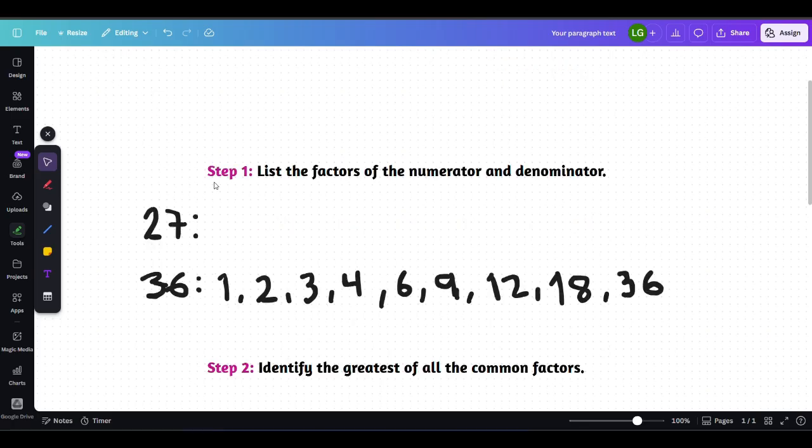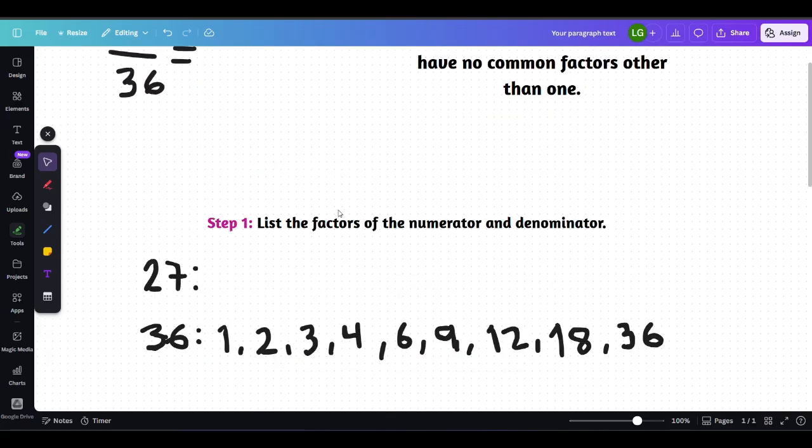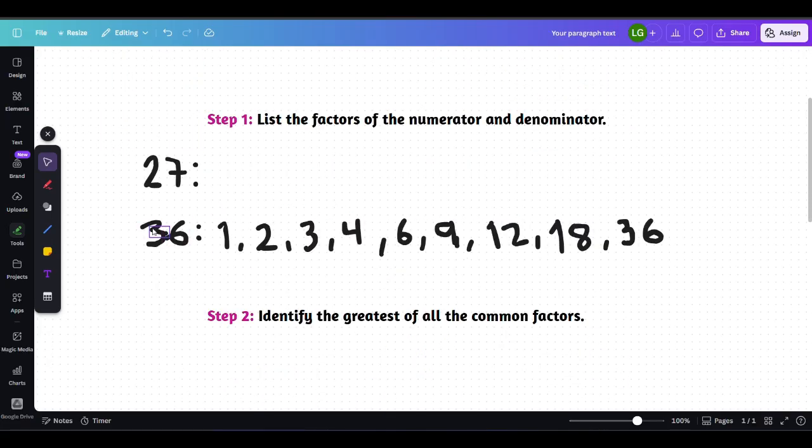So the first step that we have to follow is we're going to list the factors of the numerator and denominator. And I already listed the factors of 36. You can see it here. I'm going to help you to find all the factors of 27. To start, we know that 1 always will be a factor for any number. And when it comes to the number 2, we can't divide 27 evenly.